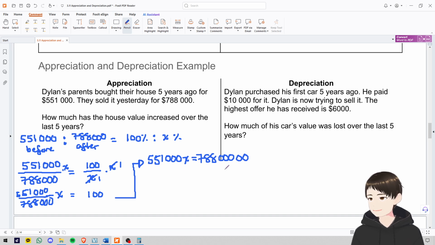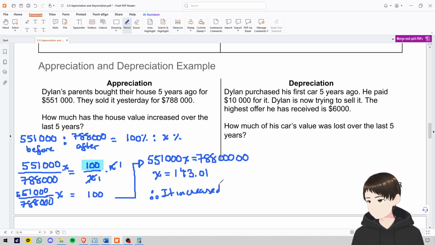At this point, it should be familiar. How do you calculate the x value? Divide both sides by 551,000. Let me quickly do some math. So 788,000 divided by 551,000. I get 143.01. What does that mean? If 551 is 100%, 788 is 143. Therefore, it increased 43% in 5 years.